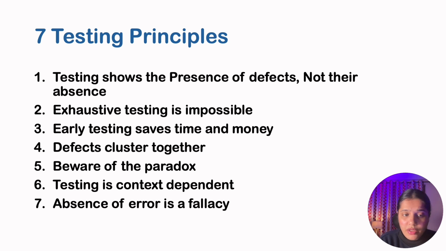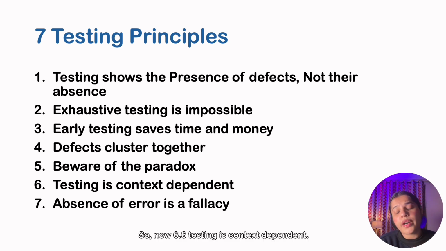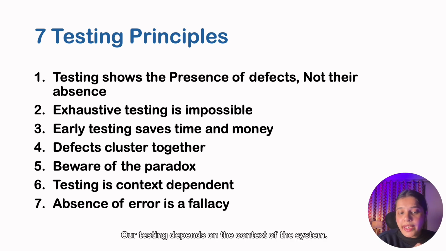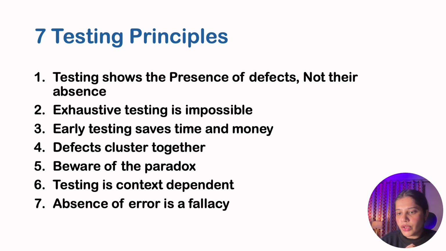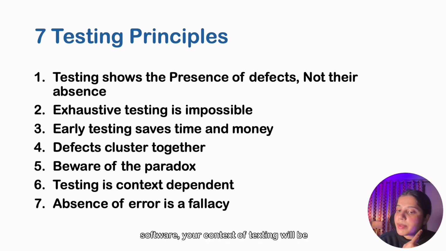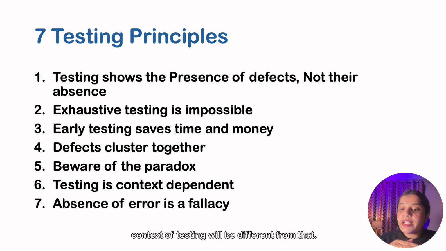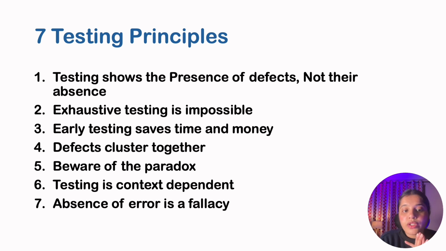Okay. So now the sixth point is testing is context dependent. This principle says that our testing depends on the context of the system. So let's say if you are testing banking software, your context of testing will be different, right? If you are testing an e-commerce website, your context of testing will be different from that, right? So testing is context dependent.